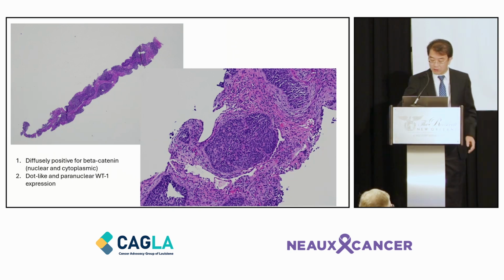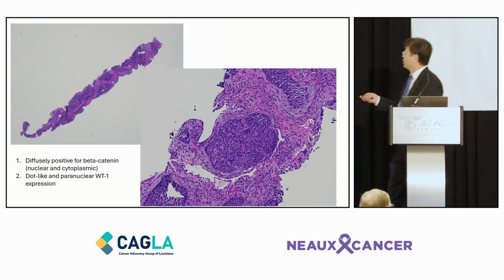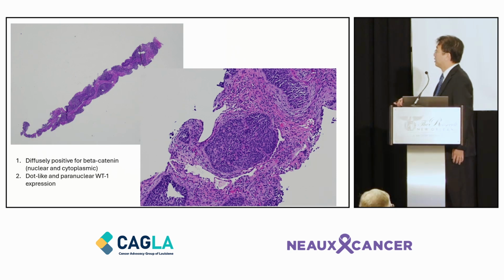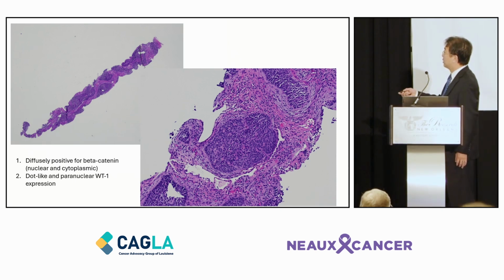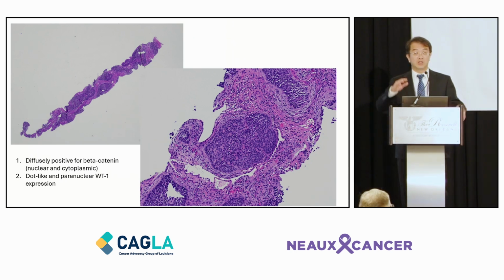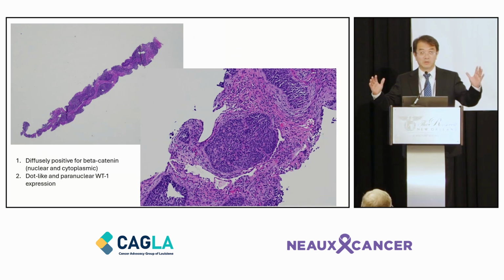Here is the nested epithelial component. Here is the mesenchymal component. We don't know what this tumor is. We just use a descriptive name, calcifying nested stromal epithelial tumor. Okay, that's what it is.